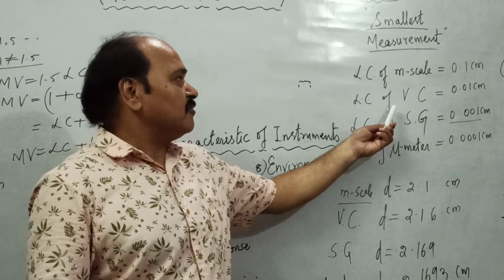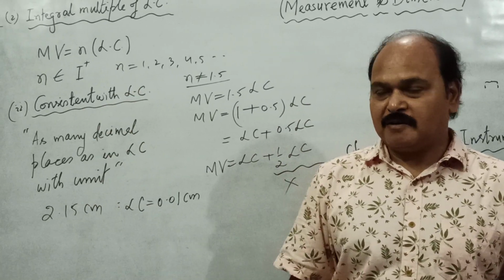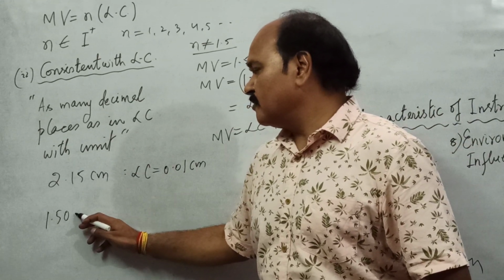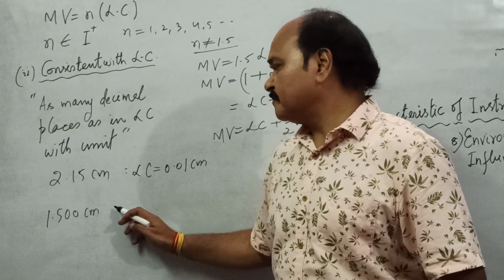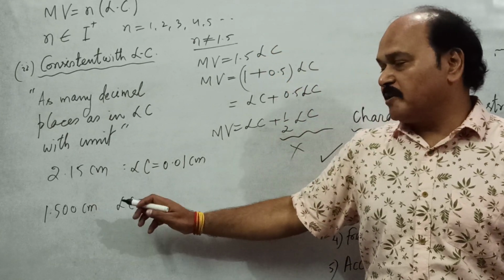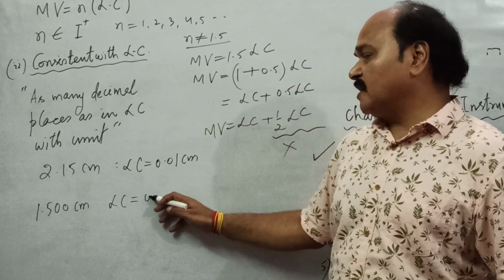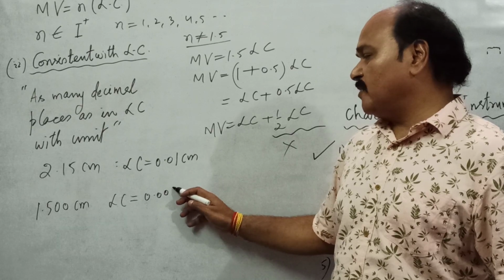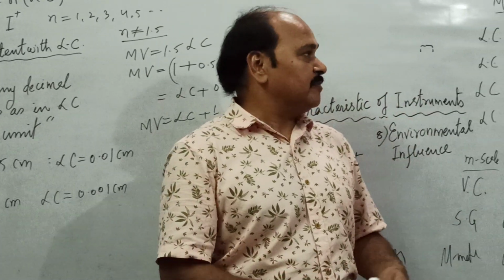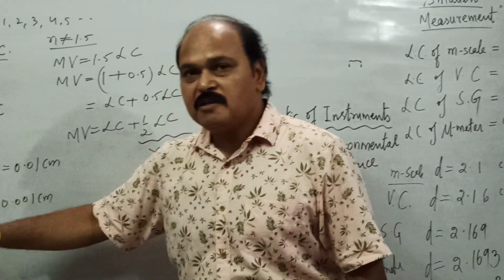Now 0.01 centimeter is the least count of vernier calipers. That means this value is recorded by vernier calipers. If the recorded value is 1.500 centimeter, what does this mean? This simply means this value has been recorded by an instrument which can measure up to 3 places beyond decimal in centimeter. And the instrument with a least count up to 3 places beyond decimal in centimeter is the screw gauge. That means this recording has been done by screw gauge.